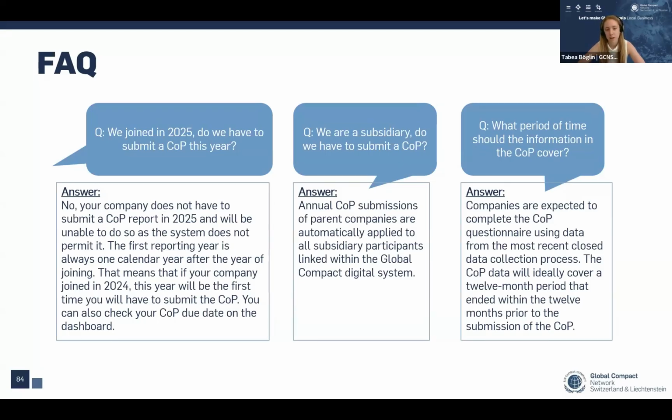If it does not, we can make sure that this will be in the system and update the system. Then another question we've received: what period of time should the information in the COP cover? So we expect companies to complete the COP using data from the most recent closed data collection process. Ideally, this data would not be, for example, from 2023, and it would also cover a 12-month period that ended within the 12 months prior to the submission of the COP.